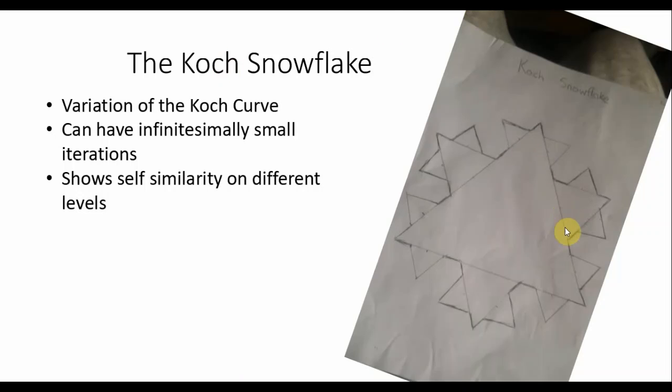This is my drawing of the Koch snowflake. As you can see, the first iteration is the triangle. Second iteration is the pieces jutting out the side. Third iteration is those jutting out from those from the sides. So each iteration has its own area and perimeter.